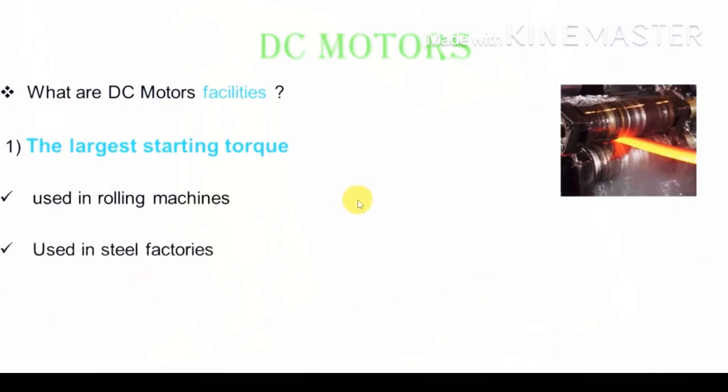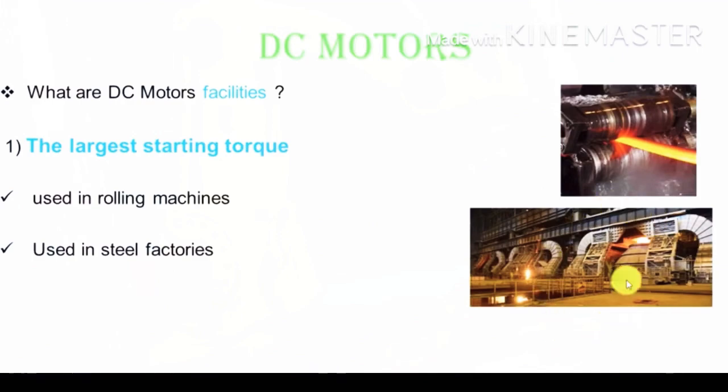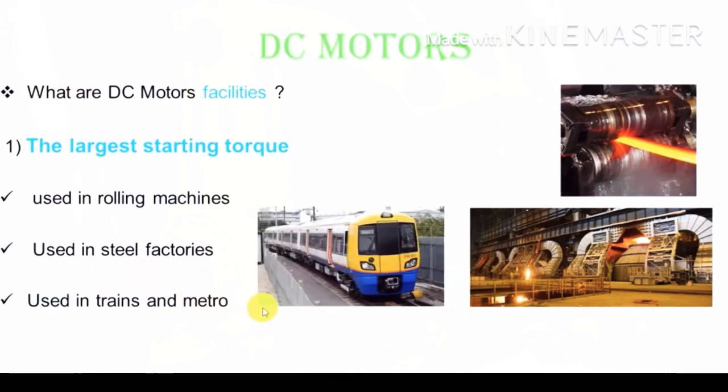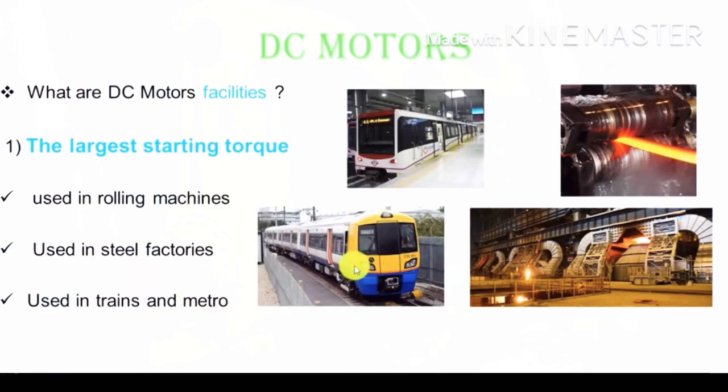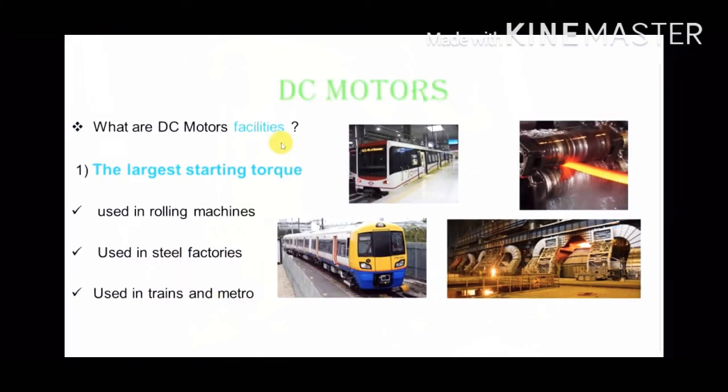The second thing is that it's used in steel factories. In steel factory applications we can use the DC machine, and it's also used in train and metro applications. In some trains and metros we can use the DC machine for running our train or metro. The concept of this train working is that its input will be diesel fuel, and this diesel fuel will be an input for the generator.